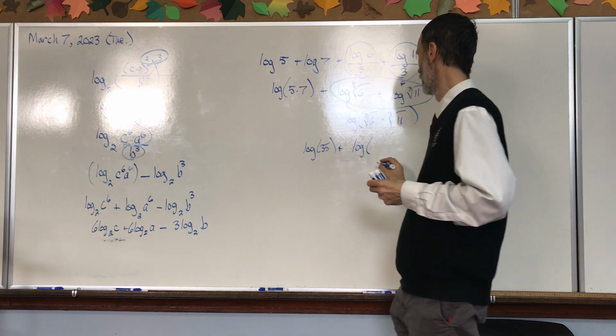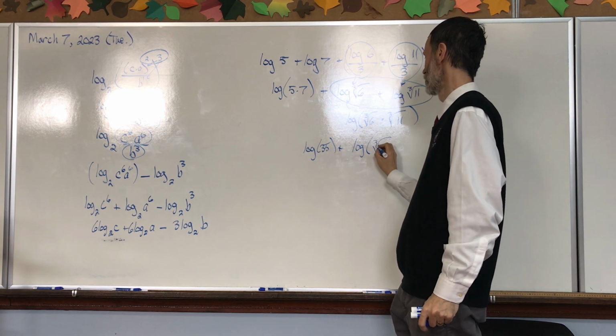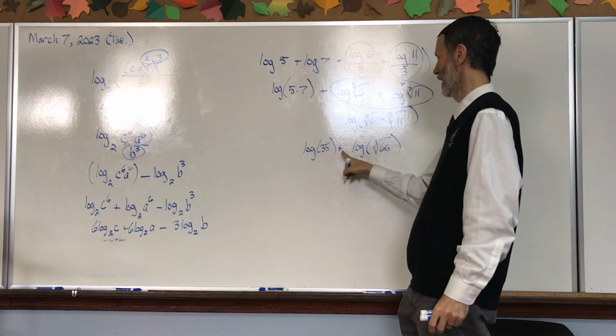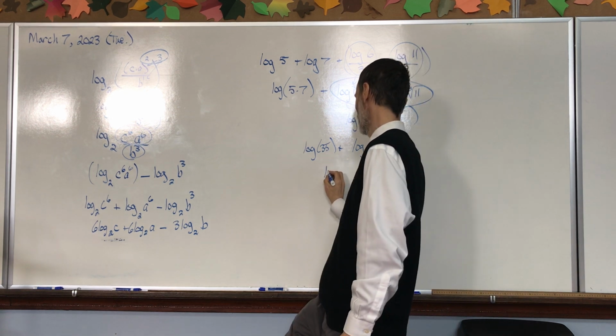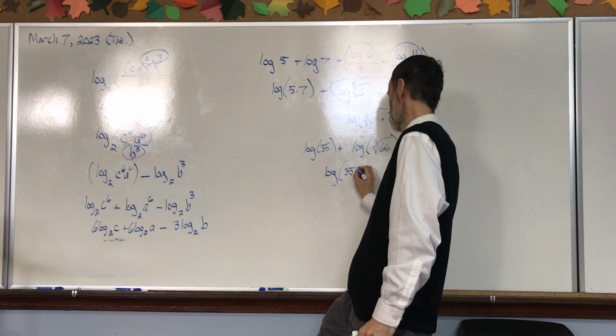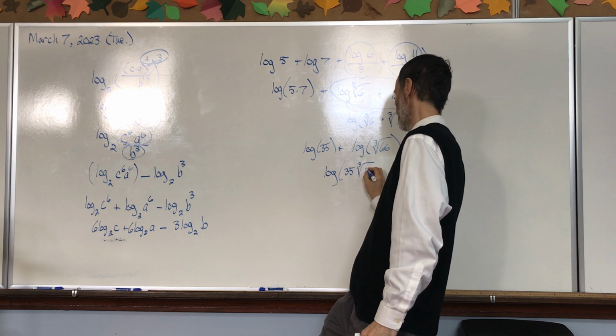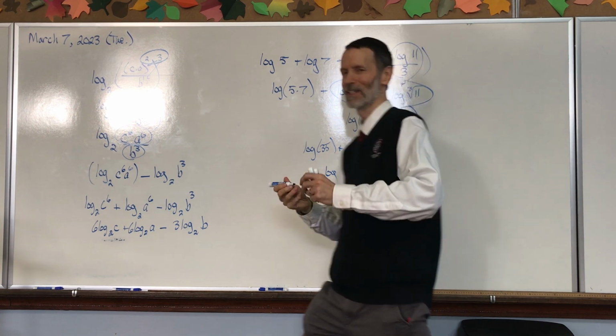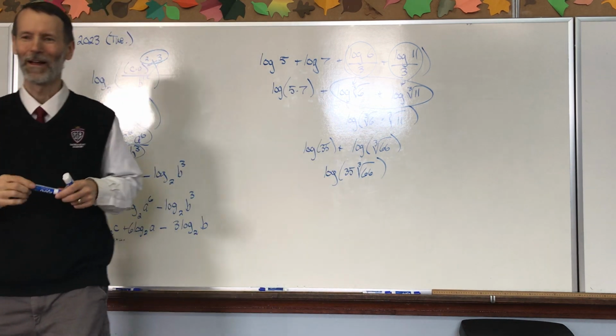Log of cube root of 66. Very good. And one more squish rule. Squish those bad boys together. Log of 35 times the cube root of 66. You got it. Let's go. That's it. Questions? That was fun.